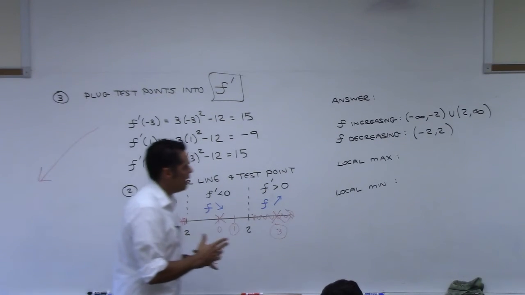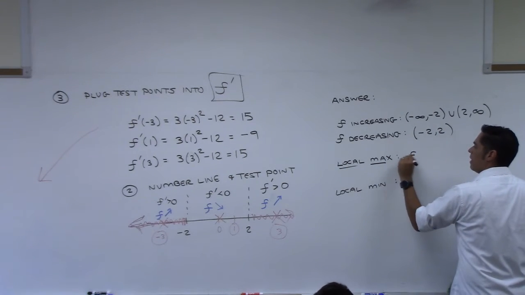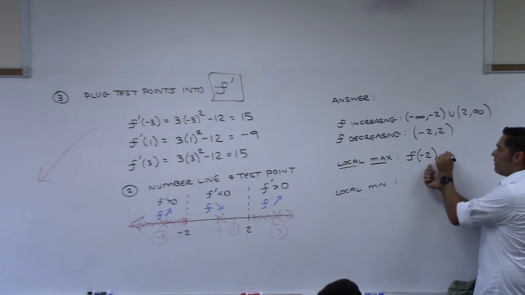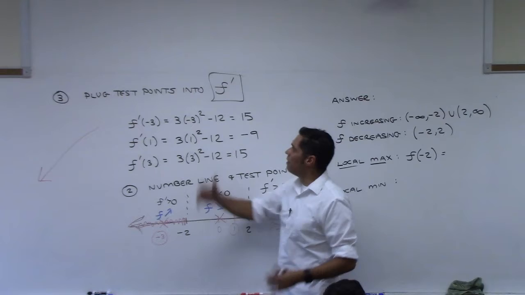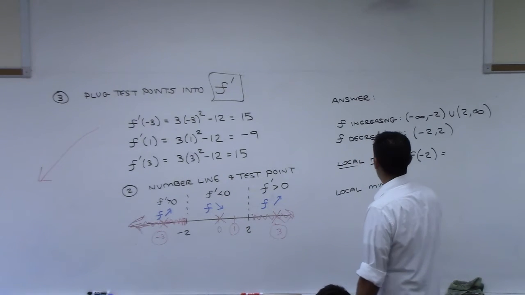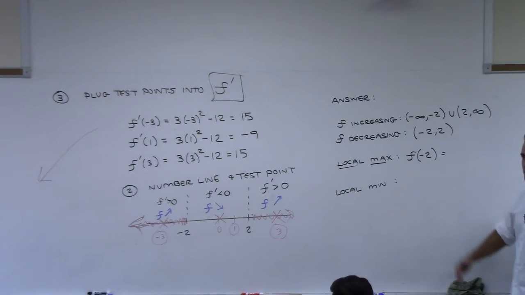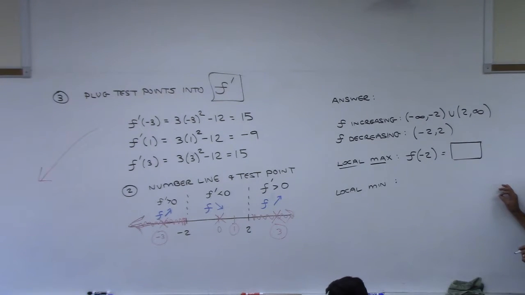Now, you have to be careful because the actual local maximum is the value of the original function at -2. We have to plug this -2 into the original function, which I erased. It's some number. I've erased the function. But whatever this number is, that's your answer. That's your maximum value locally.